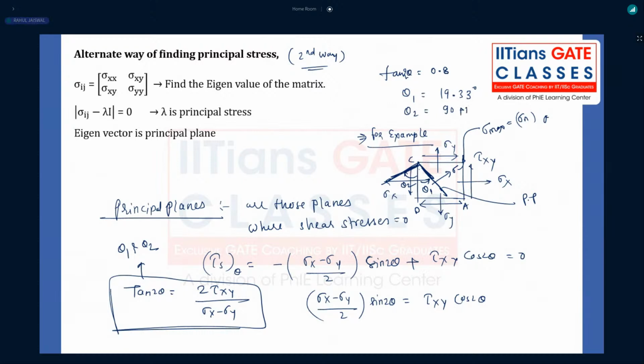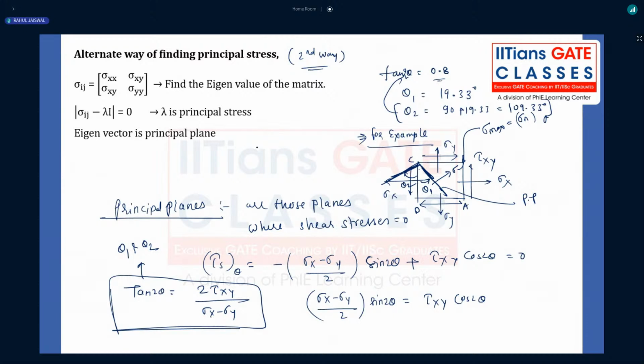90 plus 19.33, that is 109.33 degrees, right? Because if you put theta 2 once again into this equation, you will be getting 0.8, because tan is positive two times. One in the first quadrant, second will be in the third quadrant. So a little bit of mathematics will also be required from your end to understand these topics. Getting my point, all of you? That's why we got the two values, right? Two planes, and they will be perpendicular to each other.